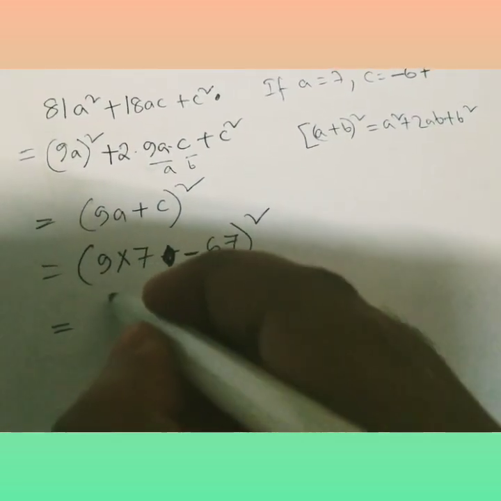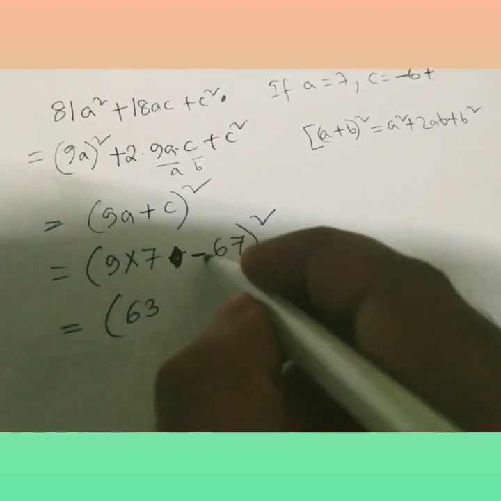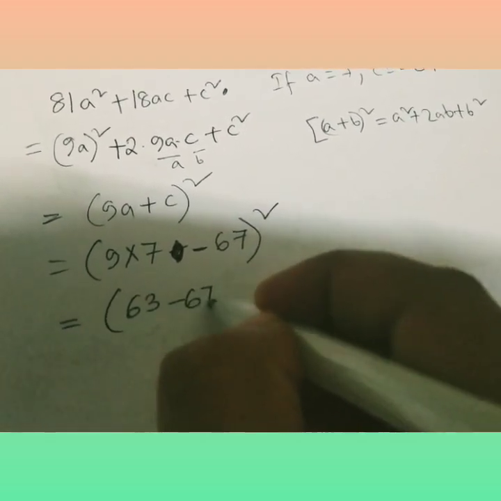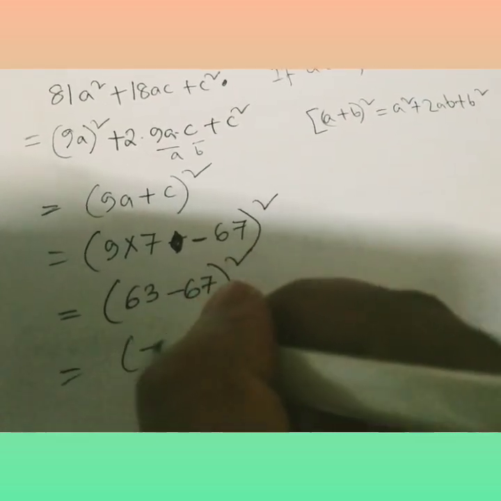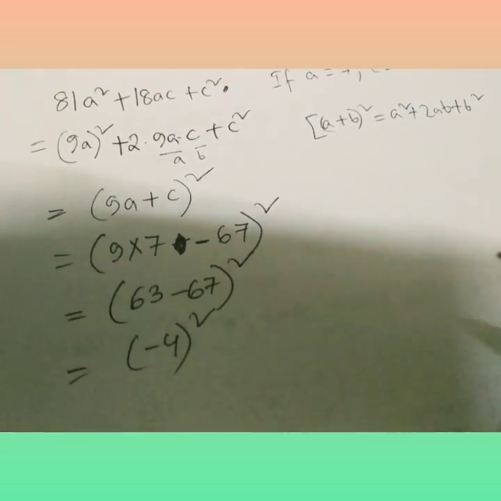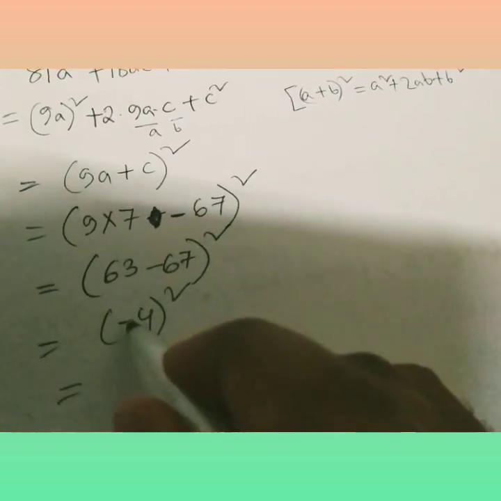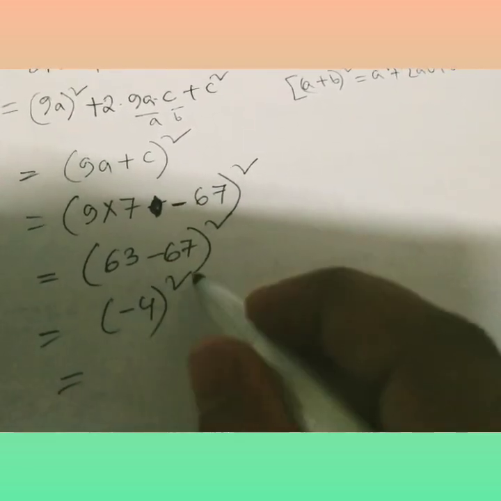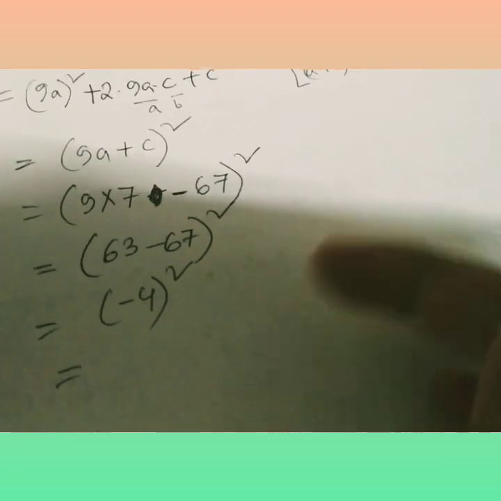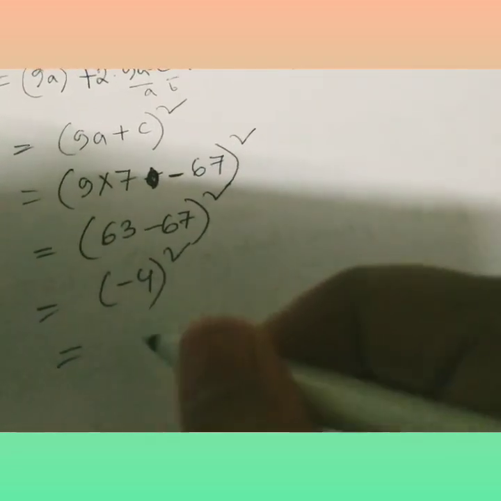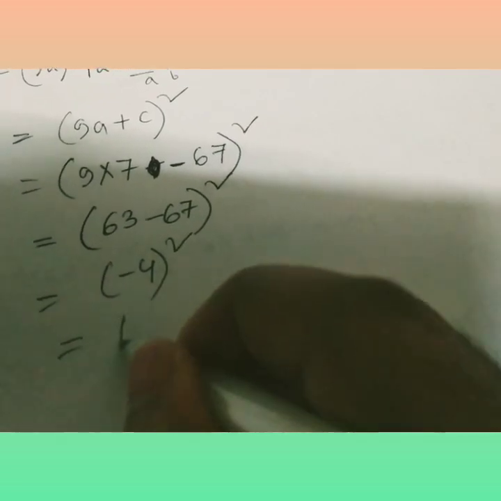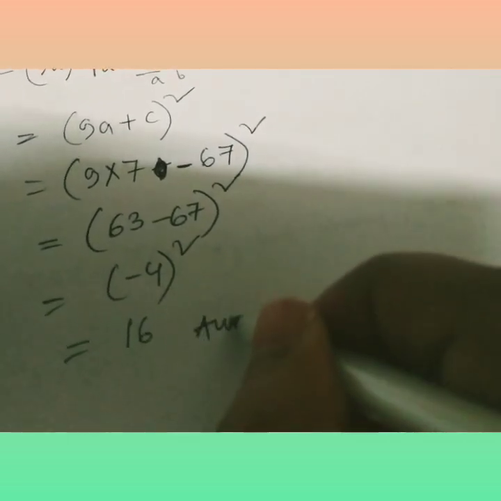So 9 into 7 is what? 63 minus 67 whole square. So 63 minus 67 is minus 4. So minus 4 whole square. We know that if we square a minus, the minus goes away, because minus into minus is what? Plus. So minus goes away. 4 square means 16. So answer is 16.